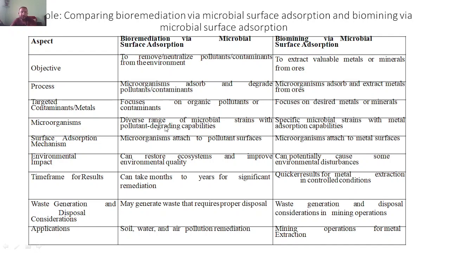Next, microorganisms: here a diverse range of microbial strains can be used, whereas here only specific microbial strains can be used. Surface adsorption mechanism: the microorganism attaches to the pollutant surface here, whereas here it attaches to the metal surface, like gold or nickel.